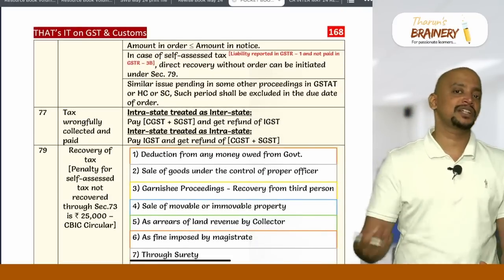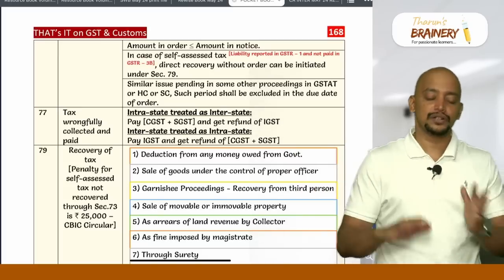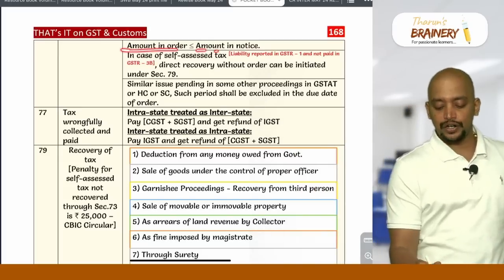And the amount mentioned in the order should not exceed the amount in the notice. If the notice is given for 10 lakhs, we cannot pass the order for 20 lakhs. So the order can be for less than or equal to 10 lakhs only. So the amount in the order cannot exceed the amount in the notice.